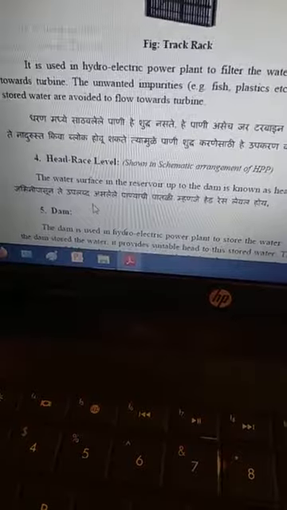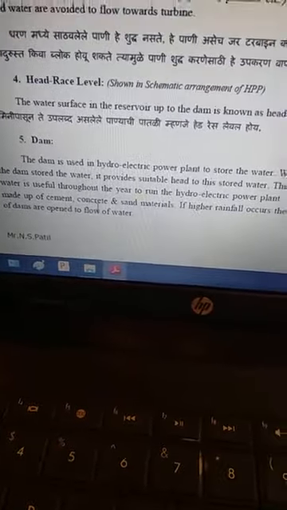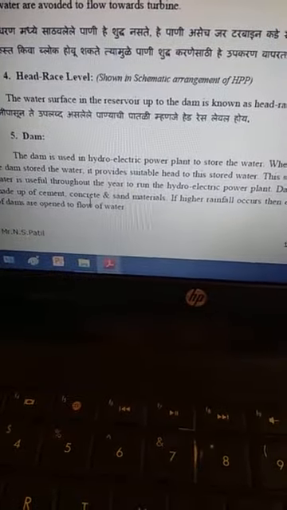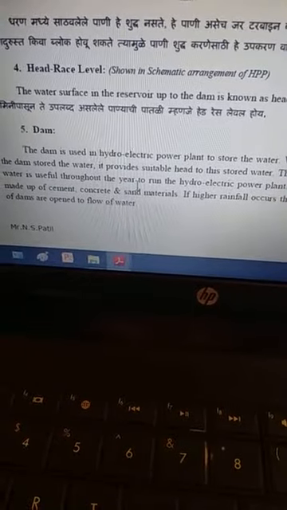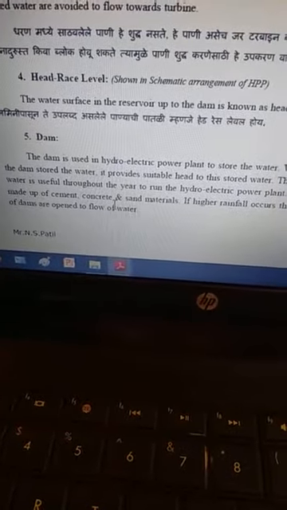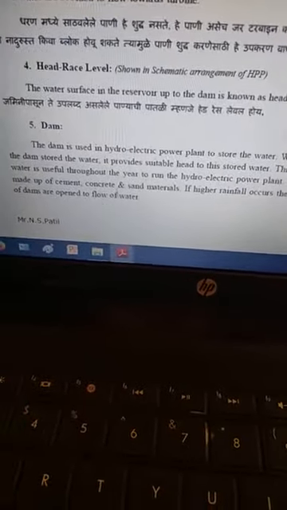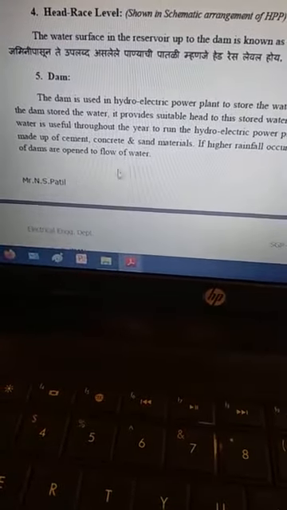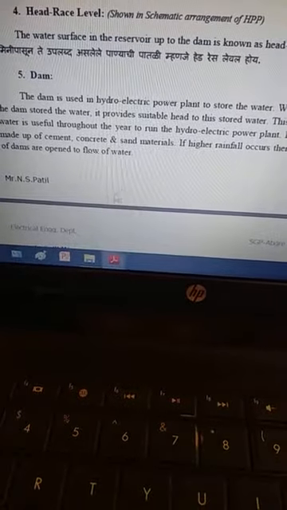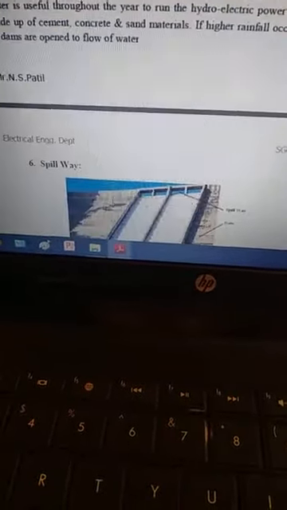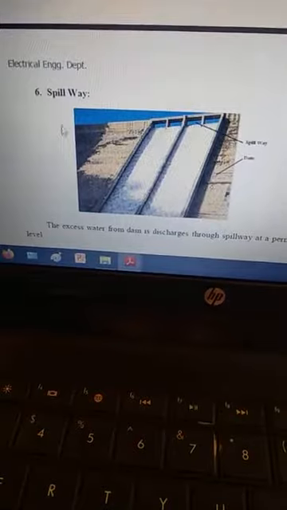You already know the dam, and I told you what the function of the dam is. But I told you one thing here: the dam has to be constructed. The reservoir is naturally formed, but the dam you have to construct for the installation of a power plant. And this dam needs a lot of money. Then there is the spillway.